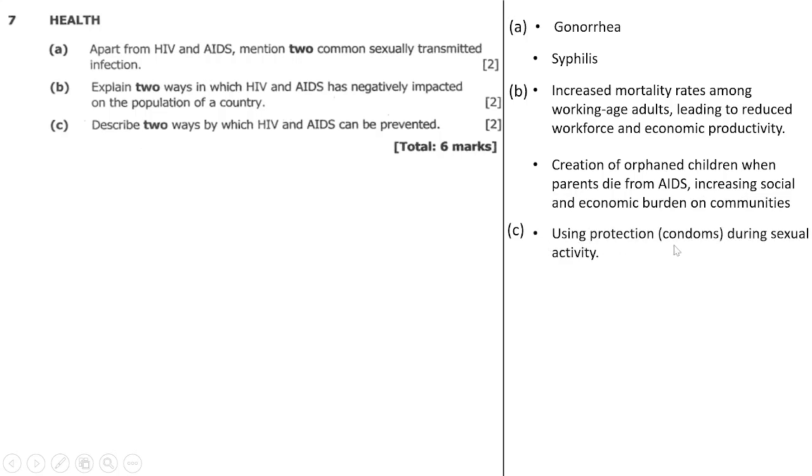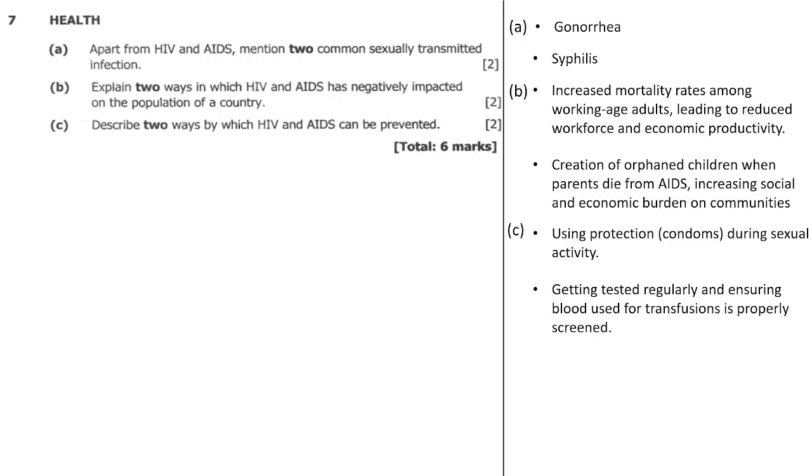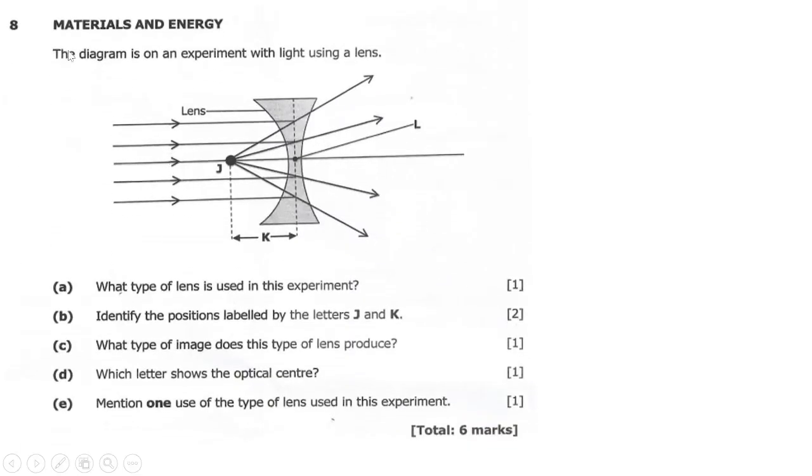Then we go to C, which says describe 2 ways by which HIV and AIDS can be prevented. We can say using protection, which is a condom, during sexual activity. Another one is getting tested regularly and ensuring blood used for transfusion is properly screened. All right. We move to the next question, which is 8, materials and energy.